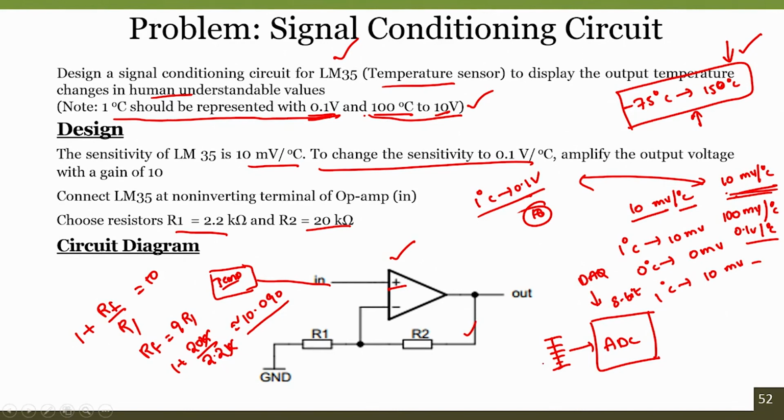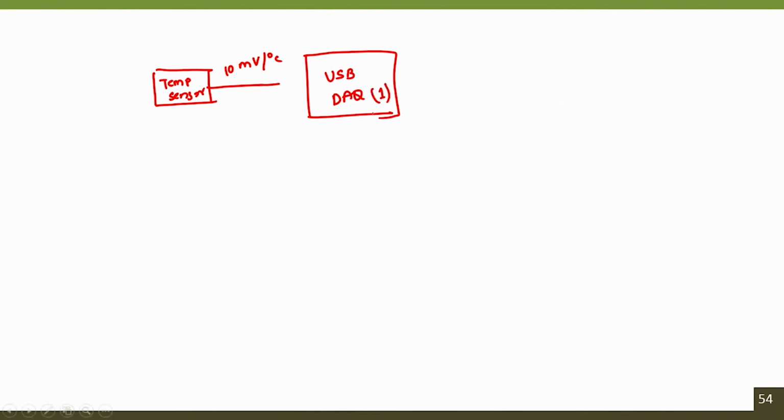In the next session, we will use the same temperature sensor. Since the output is very small, and the reference voltage of the ADC in this case is 5 volts, let me take an empty slide. I will take the temperature sensor output, which is 10 millivolt per degree centigrade, and directly interface it to a USB DAQ with a gain of 1, which has an onboard ADC, and we use LabVIEW software to display the temperature values.